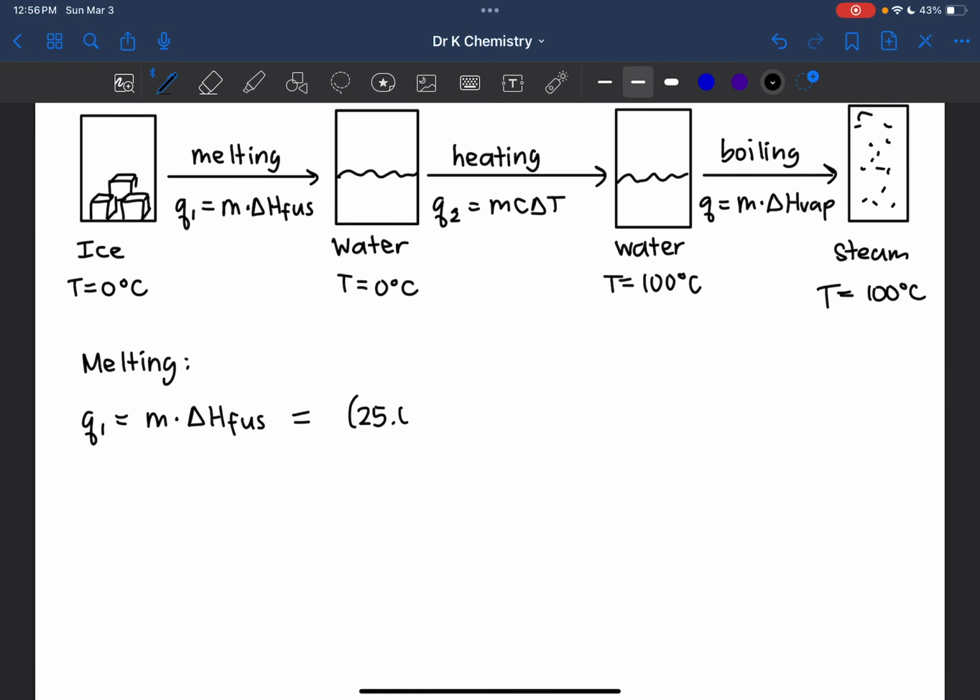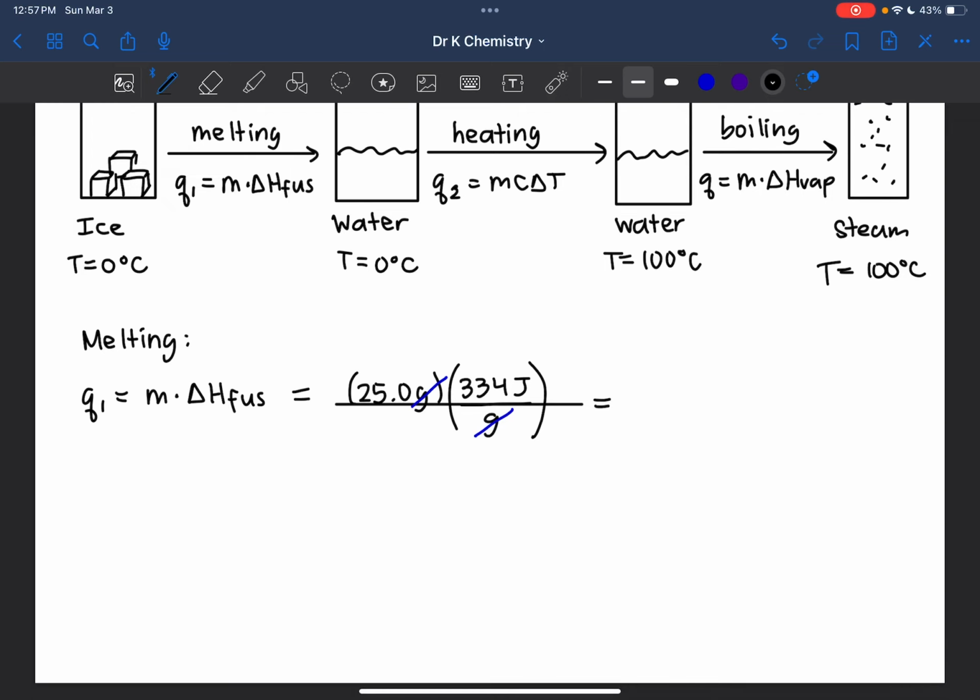So 25 grams times 334 joules per gram. You can extend that line out so that it can be very easy to see which unit is where. And notice that grams are up top and on the bottom, so grams are going to cancel out. So we're going to multiply 25 by 334. Okay, when we plug that in, I'm getting 8350 joules.